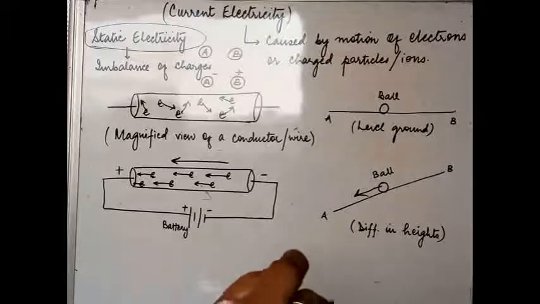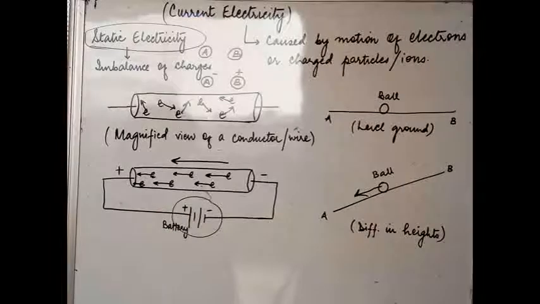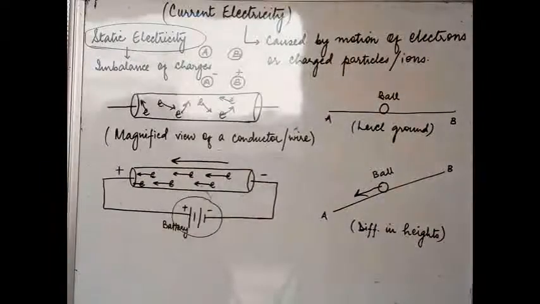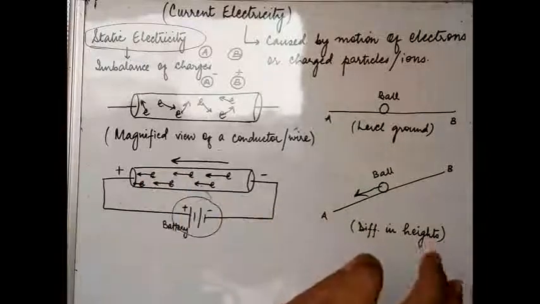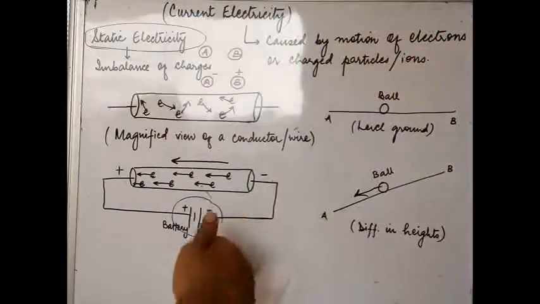Who caused that fixed direction? It is this battery, or the teacher, if you can call it that. This person has instructed all the electrons that they are to move in this particular way. Similarly over here, what was the thing that decided or instructed the ball that you should go towards A?